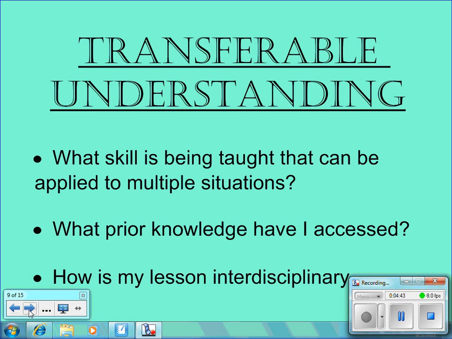Transferability means that the students can take the big ideas from the lesson to other subjects and into everyday life. So in our example, with the pictures, the big idea was that in order to get something, another thing must be sacrificed.